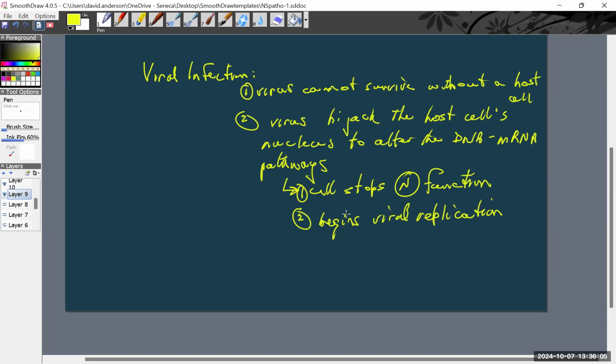Now, most viral infections are somewhat self-limiting. Cells have the ability to put up defenses against the spread of a virus. So the infected cell can send out chemical messages to nearby cells that signal those nearby cells to build up their defenses against any kind of a viral invasion. Those are called interferons.